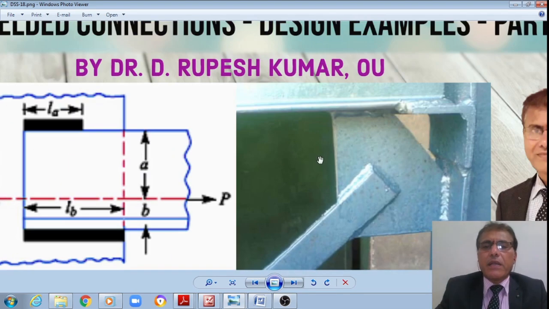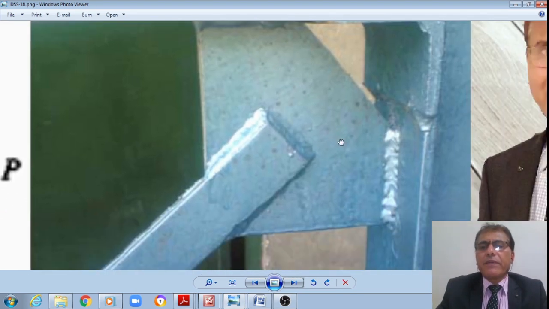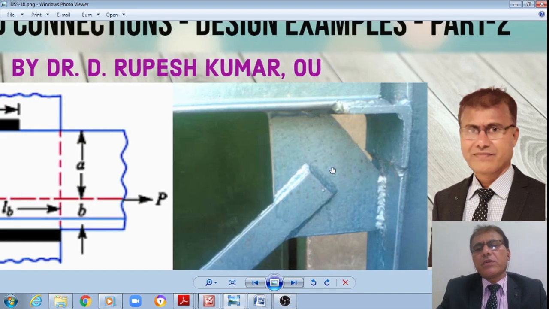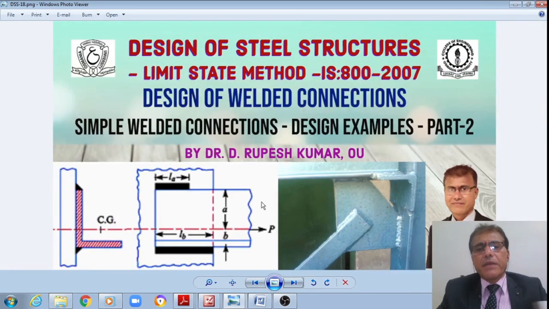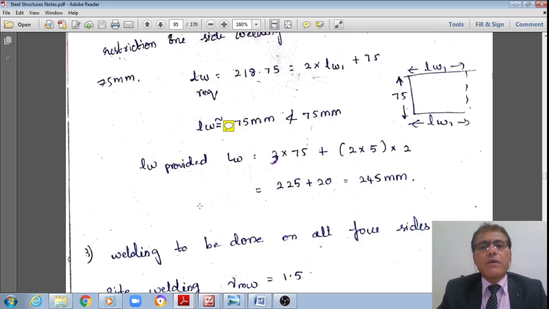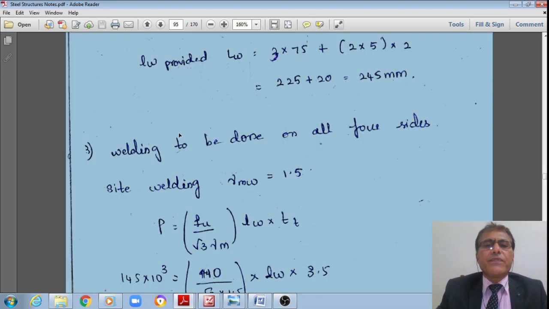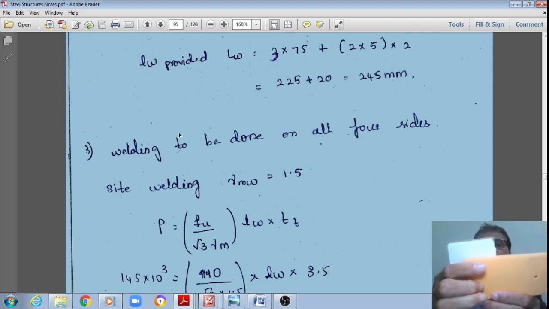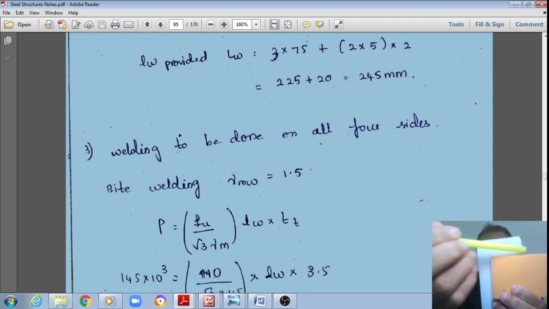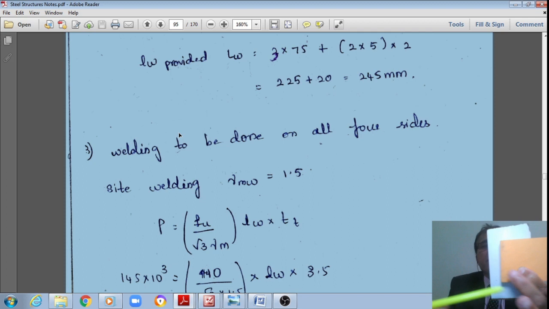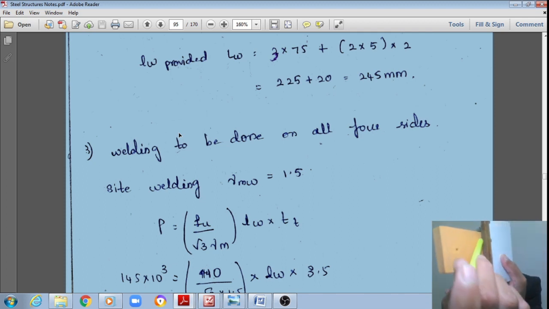This is the schematic of this, and this is a gusset plate which is welded to a column or a member. That is how the gusset plate looks. Now let us see the third part of the same problem, students. What I need to do is, if the welding is to be done on all four sides. On the front I do have 1, 2, 3 sides, whereas on the rear side I do have one more side.